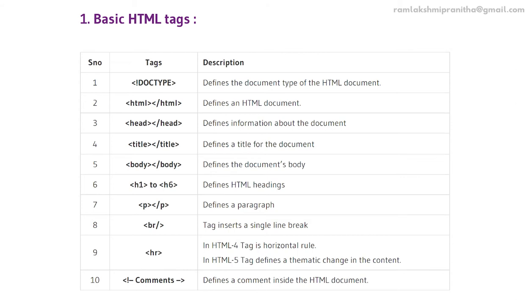4. Open and closed title tag. Title tag defines a title for the document. 5. Open and closed body tag. Body tag defines the document's body. 6. Open and closed heading tags H1 to H6. Heading tag defines HTML headings inside the web page. 7. Open and closed paragraph tag. P tag defines a paragraph.